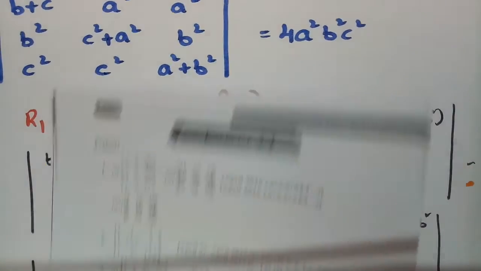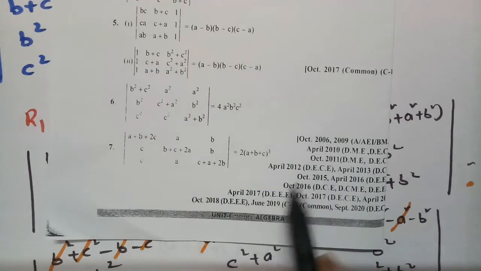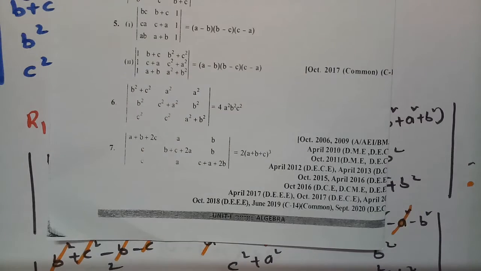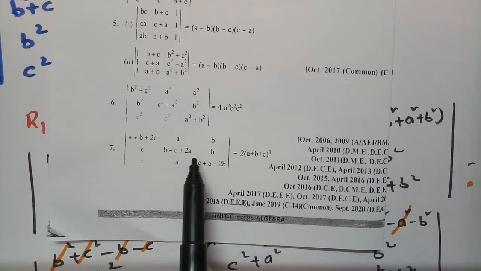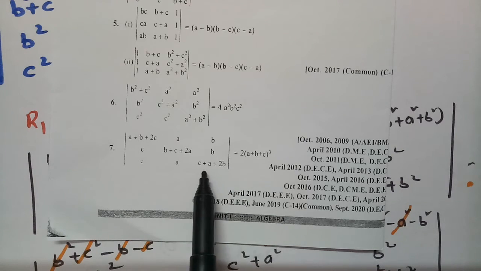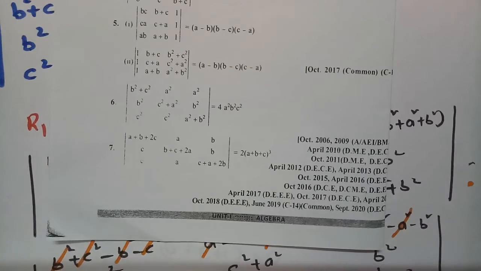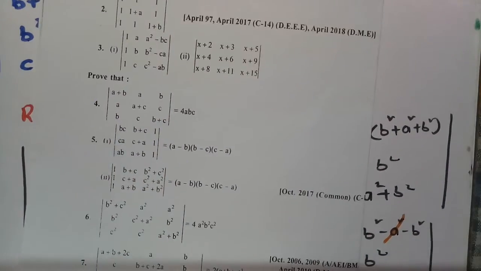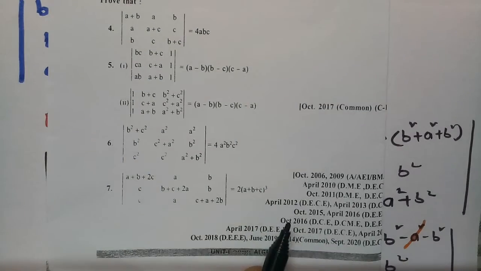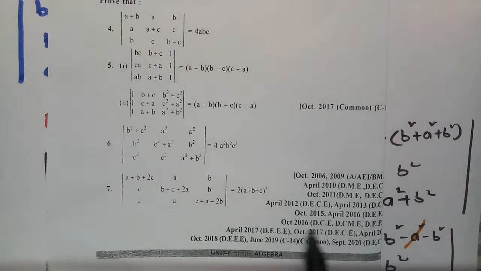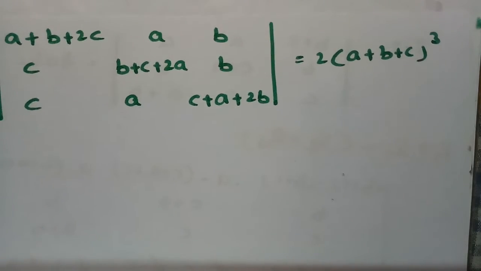So this is also important. And the next question here is the most important question, a repeatedly asked question, that is a plus b plus 2c, a, b; c, b plus c plus 2a, b; c, a, c plus a plus 2b. The value is 2 times of a plus b plus c whole cube. So this is the most important problem. Please watch till the end.